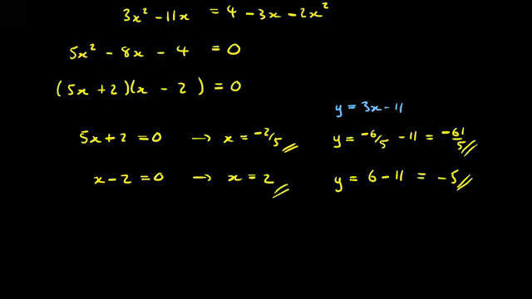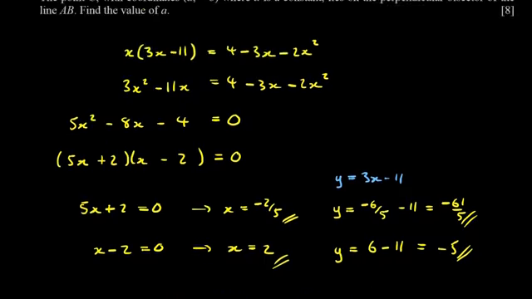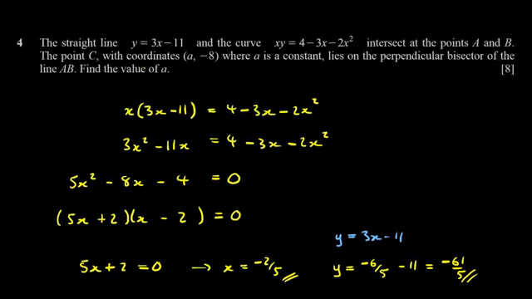Okay, so we've got the two solutions there. Therefore, what we can say is that A has coordinates (-2/5, -61/5), and that B has coordinates (2, -5). So we've got the coordinates for A and B already. Okay, then, what's our next thing that we're going to do? Well, the point C lies on the perpendicular bisector of AB.